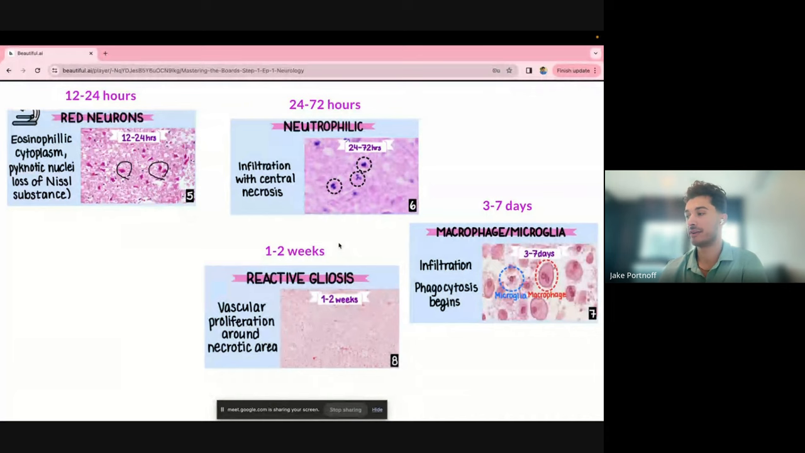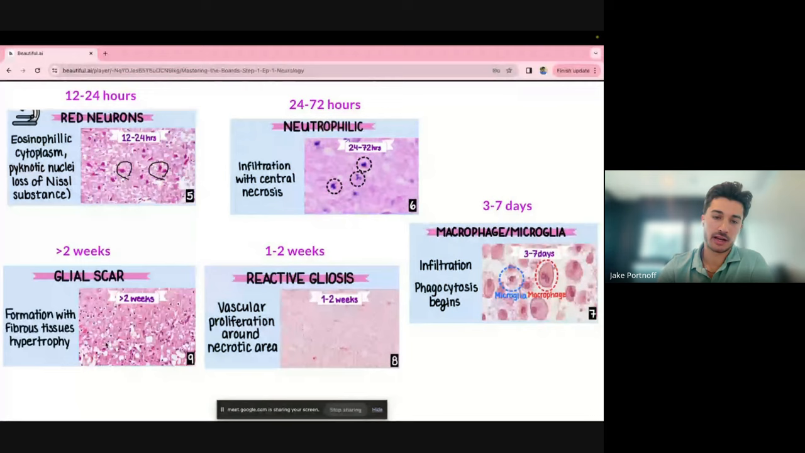And finally, greater than 2 weeks, what are we expected to see? Glial scarring. Absolutely correct. You're going to see fibrous infiltration with hypertrophy of the tissue there. Okay. Guys, knowing this timeline is super high yield. You're bound to get one question on this. If it's not this, you're going to get your post-MI timeline. Reminder that your MI timeline is going to follow a similar timeline.